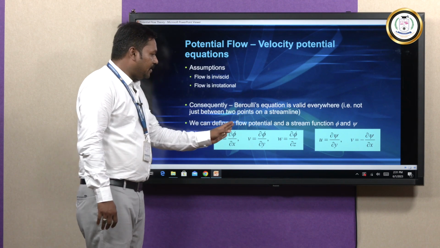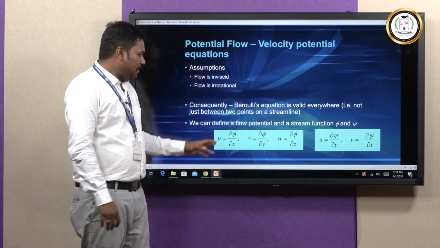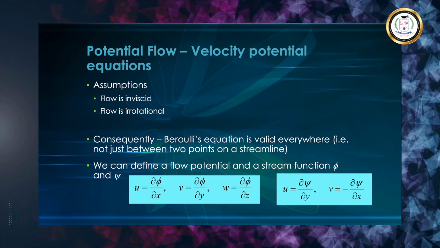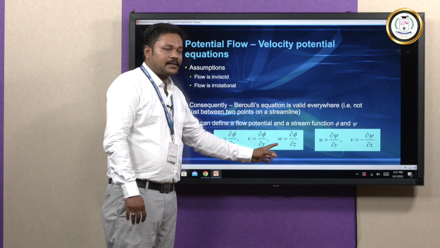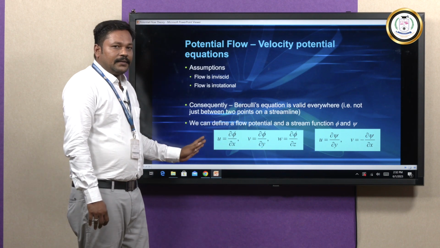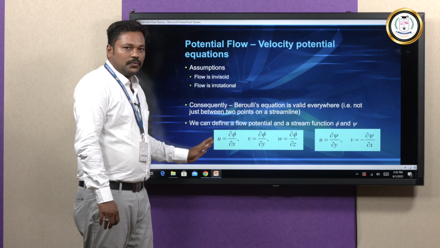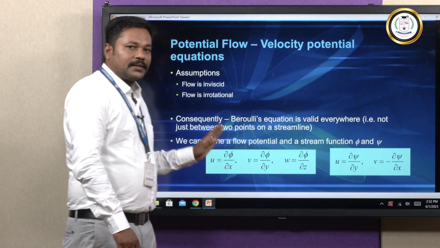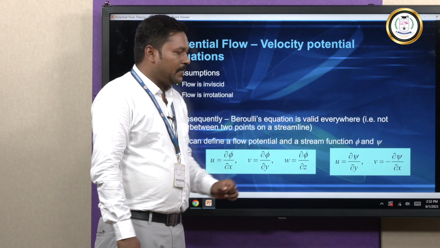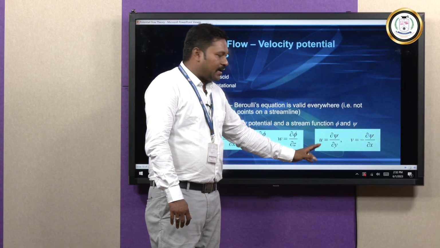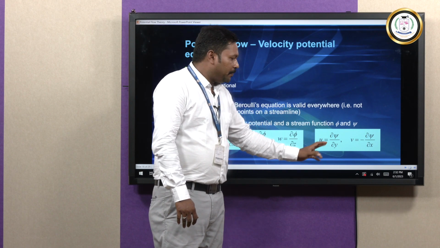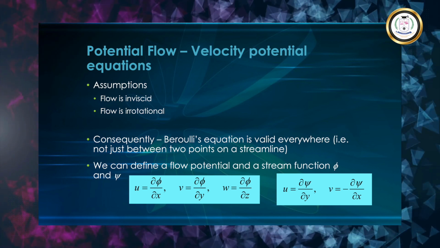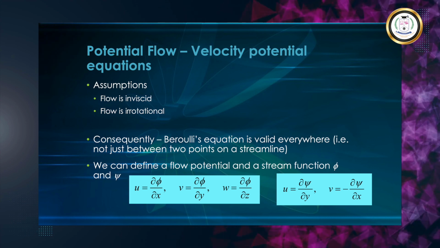And then we can define the velocity potential function and the stream function. The gradient of the potential function with respect to x gives u velocity, with respect to y gives v velocity, and with respect to z gives w velocity. That is, velocity varying with respect to x, y, and z is u, v, w. Similarly, the stream function varies based on the gradient of y, and here it varies with respect to the gradient of x.